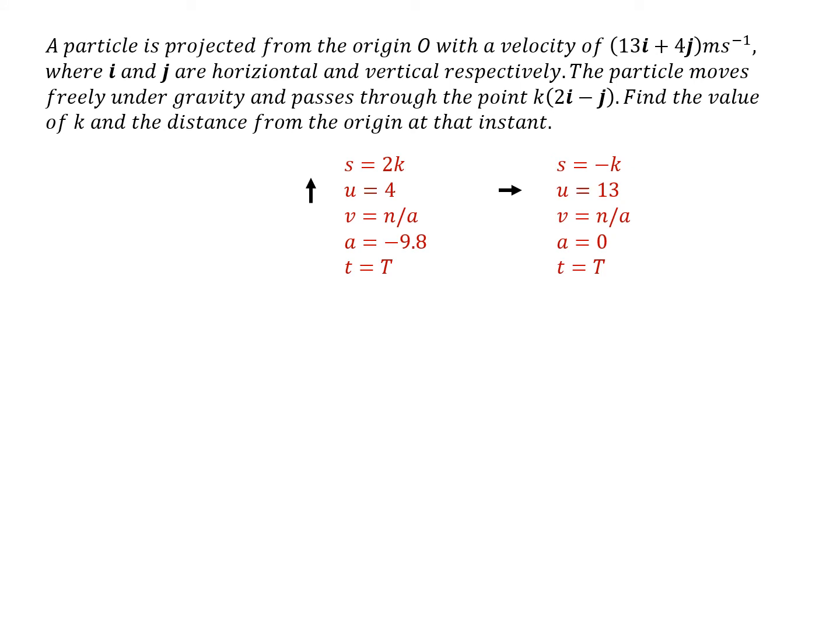Horizontally, at the time T, the displacement horizontally will be minus k, because that's k times minus 1j. The initial velocity is 13, and the acceleration is 0. We're not interested in the final velocity. So for both of these, I can use the same formula, which is the formula which doesn't have the v in it, and that's s equals ut plus half at squared. When I apply that formula to the vertical data, I get that, and to the horizontal data, I get that. So now I need to simply start by solving these two equations simultaneously.